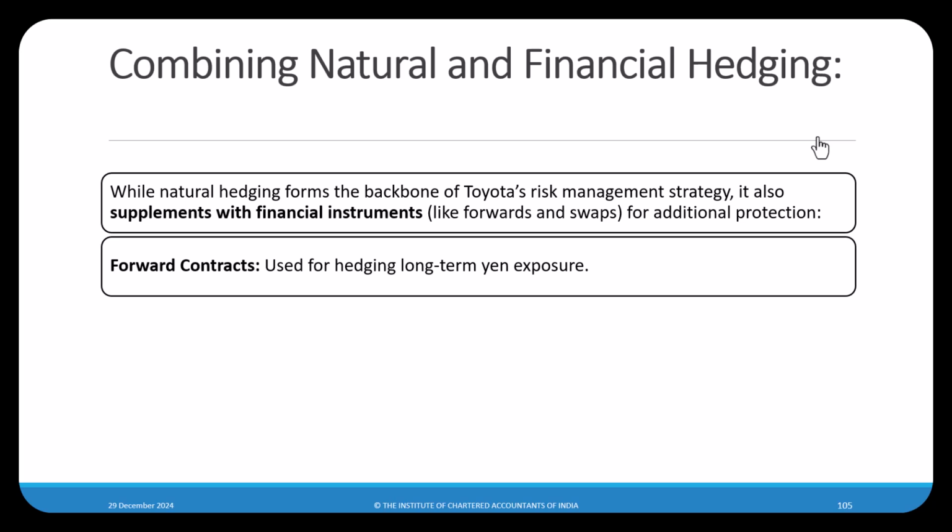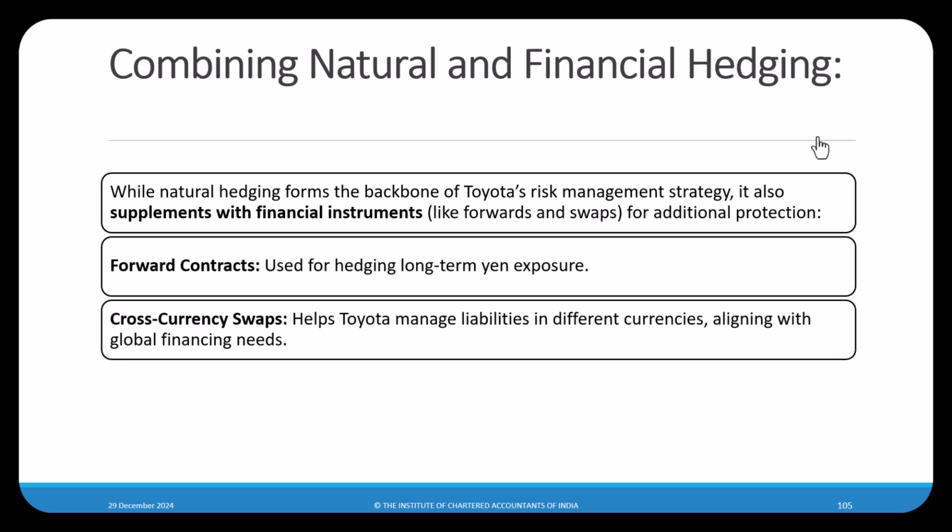Forward contracts are used for hedging long-term yen exposure. So they are using forwards, futures as well as swaps. Cross-currency swaps help Toyota manage liabilities in different currencies, aligning with global financing needs. And we are going to understand the cross-currency swaps also.